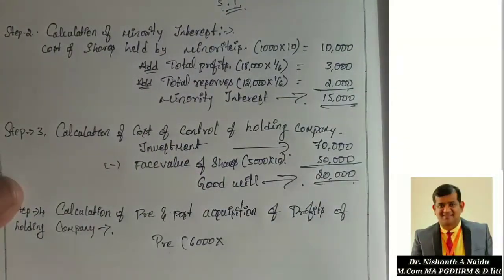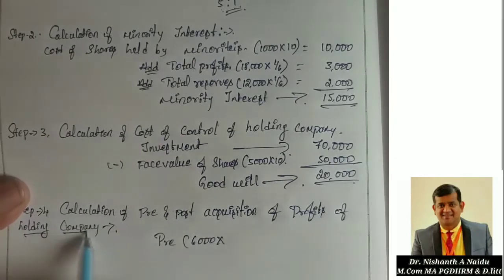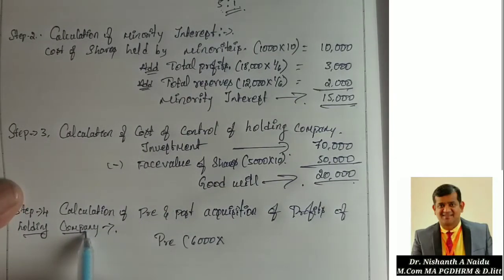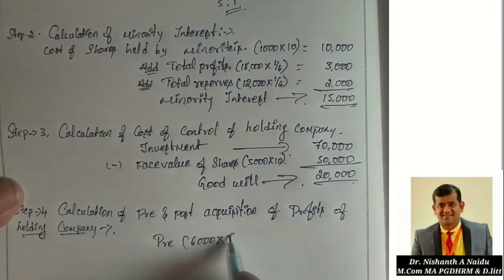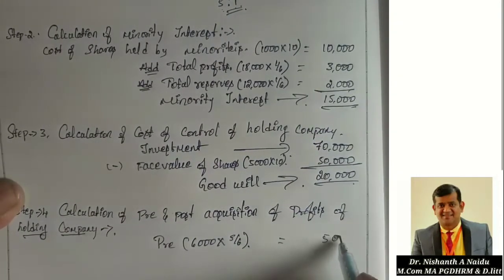So calculation of post acquisition profit of holding company. When you are saying holding company, that means you should take the majority, so 5/6. If you do that, you are going to get 5,000 rupees.